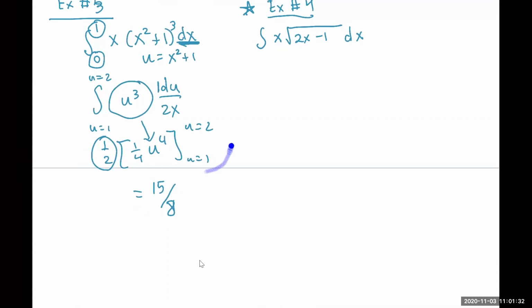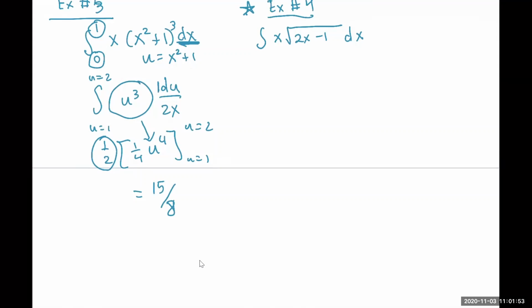And then u equals 1 and u equals 2 are values that I got when I plugged 0 into here and 1 into here. And then from there, direct substitution: 2 to the fourth is 16, and then 1 to the fourth is 1. And then if you have 1/8 up front, that should give you 16 minus 1 equals 15/8.